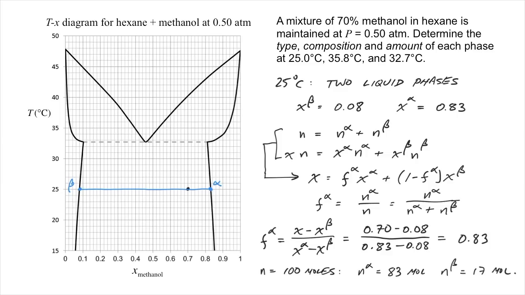Since the composition axis on this plot is linear, another way to visualize f alpha is as the fractional position of the system composition along the tie line, extending from phase beta to phase alpha.